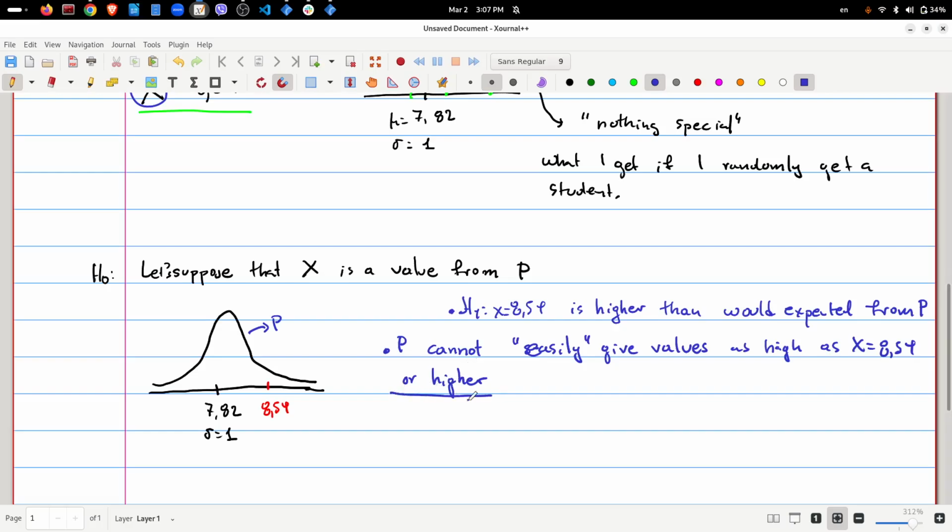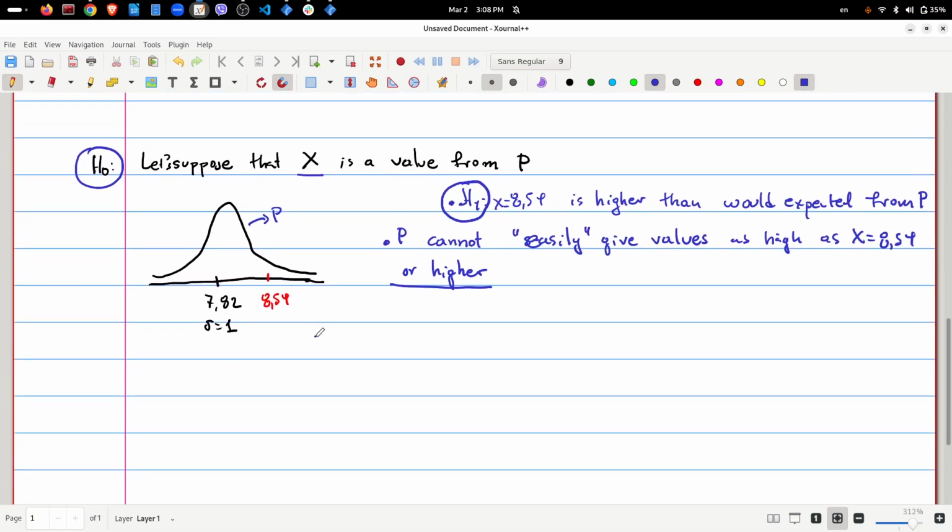Now I need this "or higher" here because since the student claimed that this is an excellent mark, I have to compute how easily I can get such high marks or higher from the general population, from P. So now I have formed the null hypothesis, which is actually this distribution here, and I suppose that x is coming from this distribution, and I have formed the so-called alternative hypothesis, which says that this 8.54 is actually higher than would be expected from this distribution.